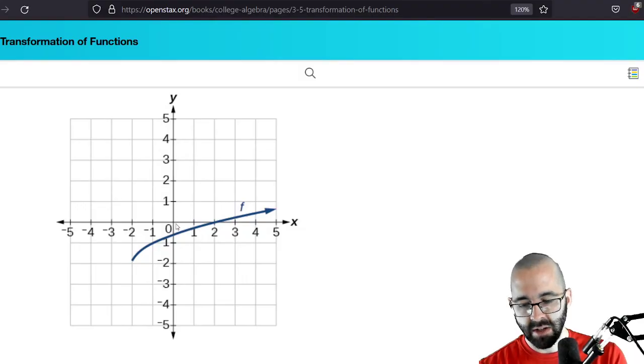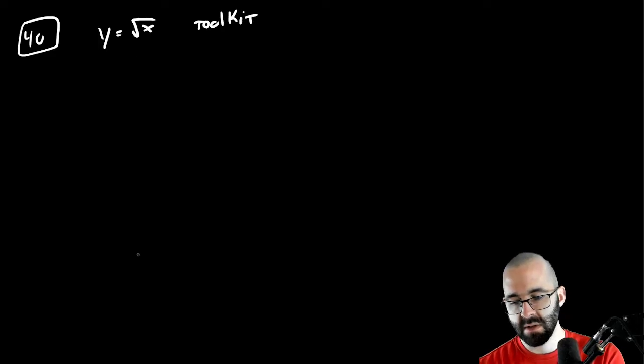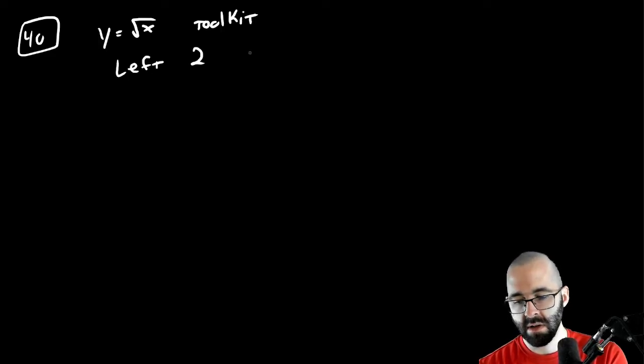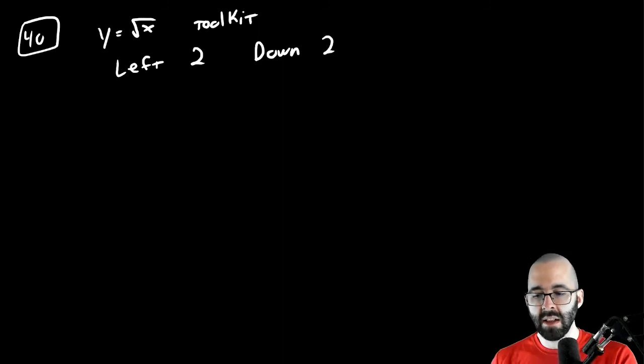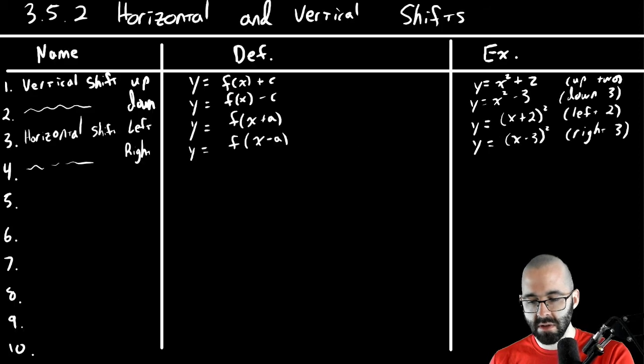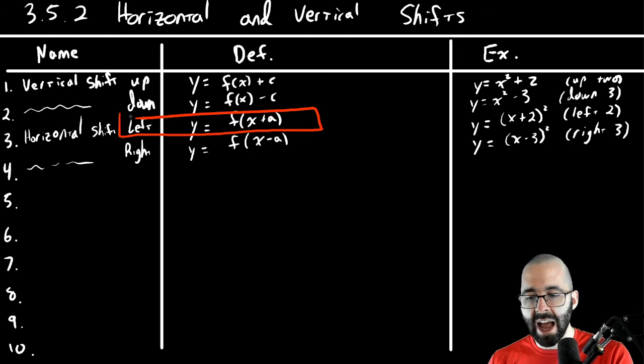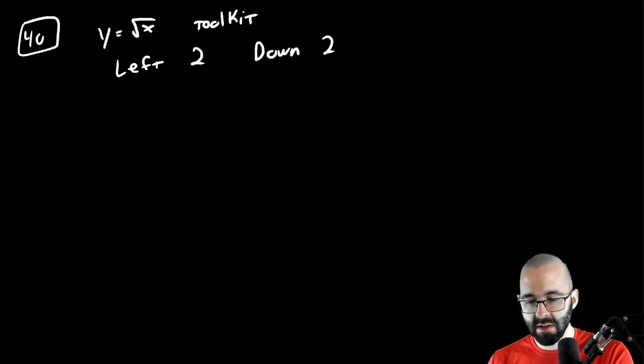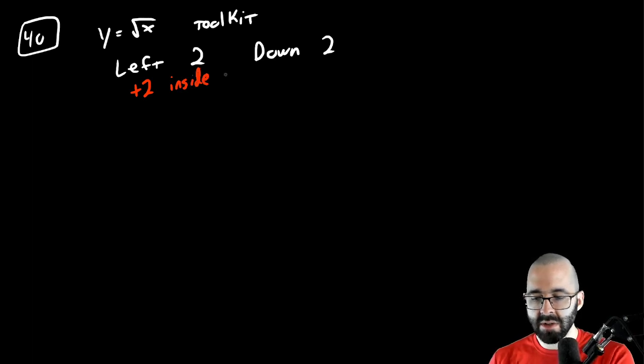And then what's happening to it? Well, normally it starts at 0, 0. It's getting moved left 2 and down 2. So how do we write each of these? Left 2. Oops. We want to go left. That means adding 2 to the inside. Add 2 on the inside. We want to go down 2. That's going to be subtract 2 on the outside.